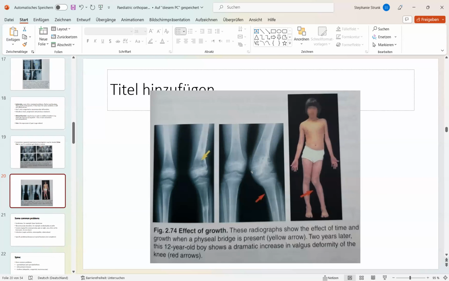But then you need to calculate how much growth is left. So this is why you need the growth charts before. Yeah, this is why I showed you this before. You have to calculate how much growth is left.